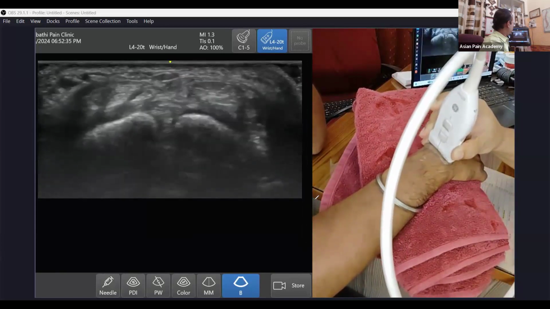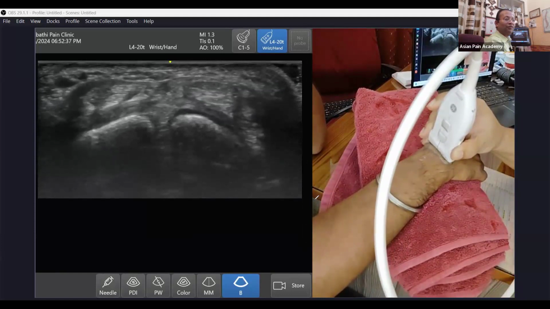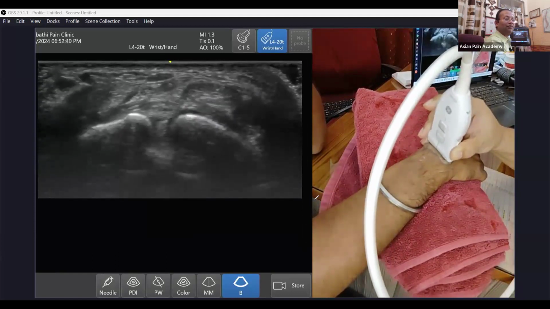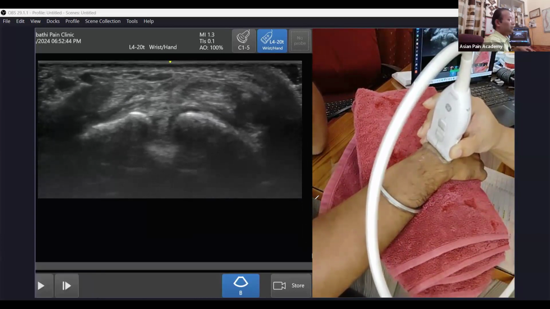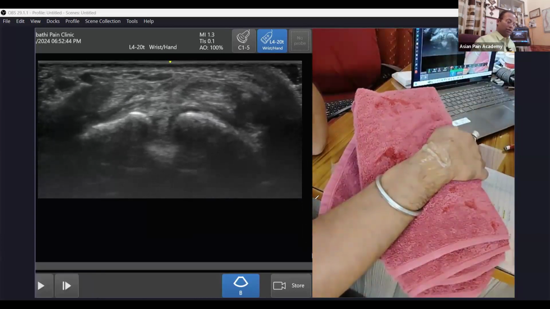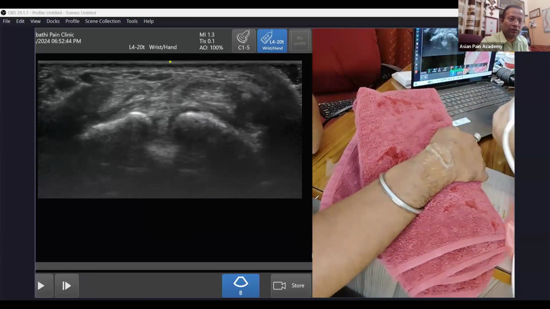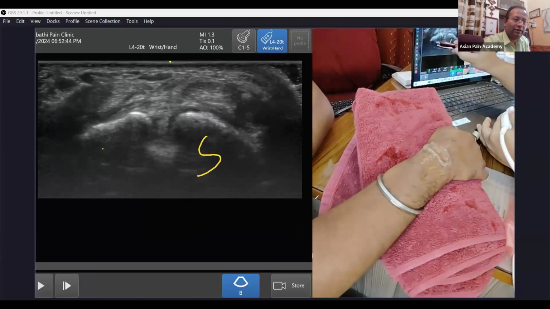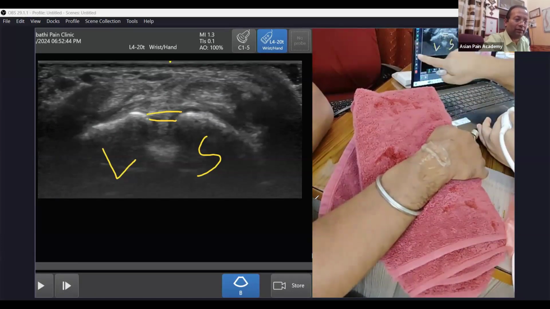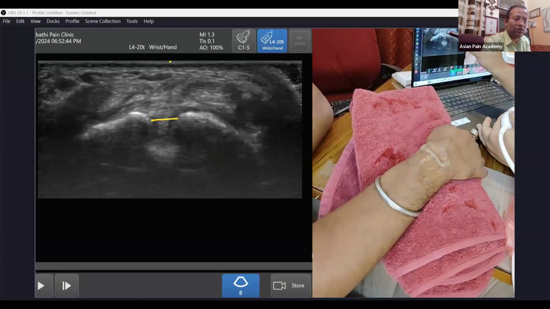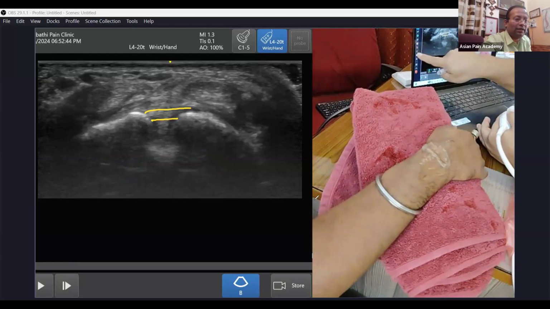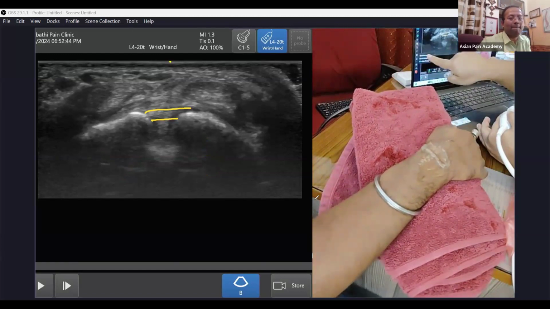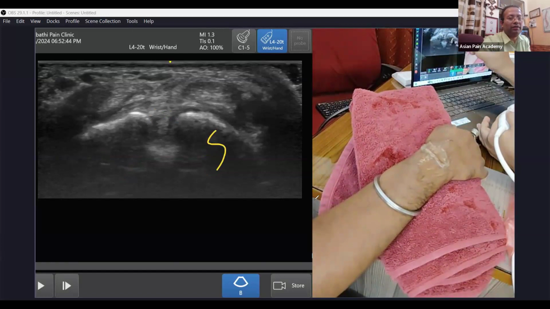Okay. So this is nothing but the scapholunate joint. Okay, this is the scapholunate joint. And I can show you the ligament also. So this is scaphoid, this is lunate, and this is the scapholunate ligament. You see there is a small fibrillar structure. So this is called scapholunate ligament. Okay, scaphoid lunate.